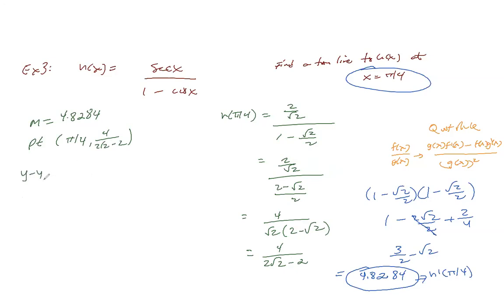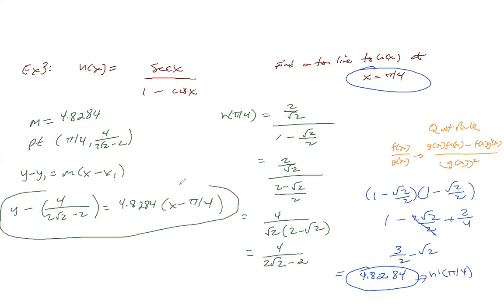Let's go ahead and find the equation of this line using point slope form. We've got y minus this wonderful thing equals our slope, 4.8284. I hate the fact that I have fractions and decimals going on. That times x minus pi over 4. I'm going to accept that as my final answer so that I don't kill myself in the process of doing these problems, but note that obviously we could have done that just a little bit differently. All right.